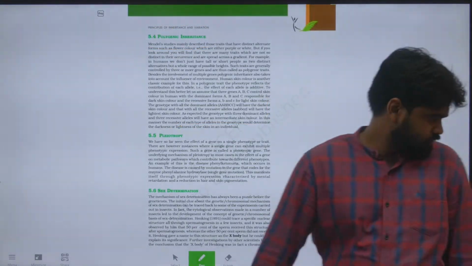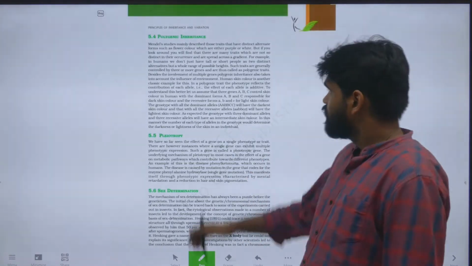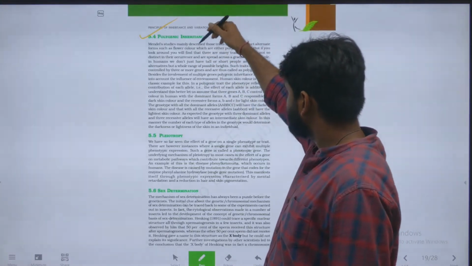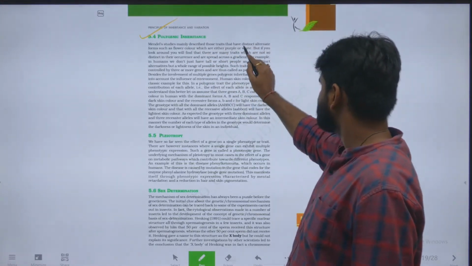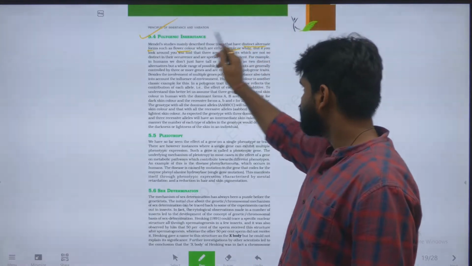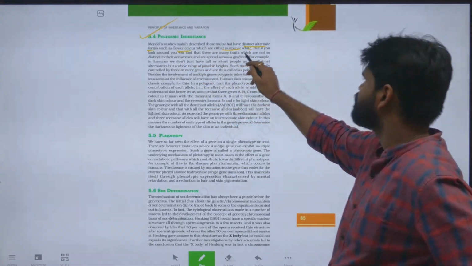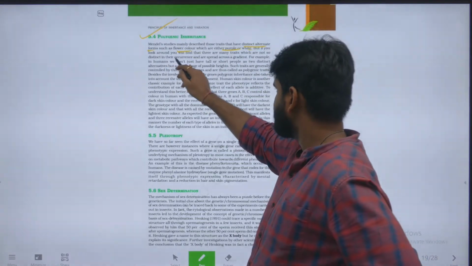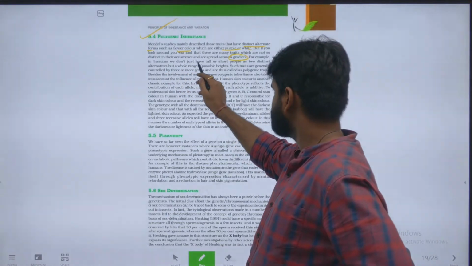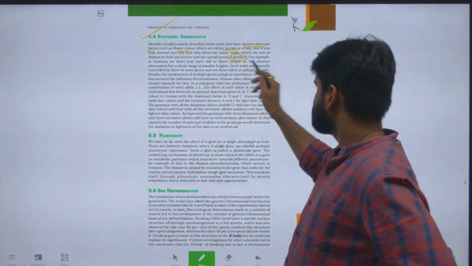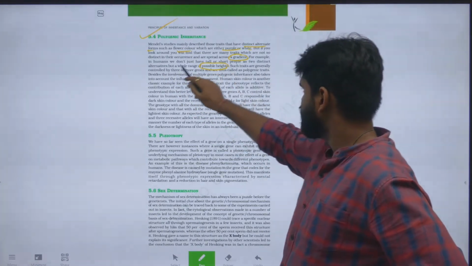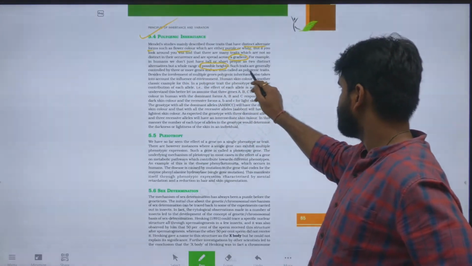Okay, so we'll study polygenic inheritance. What is polygenic inheritance? Mendel studied and mainly described those traits that have distinct alternate forms, such as the color of the flower, either purple or white. But if you look around, you will find that there are many traits which are not so distinct in their occurrence and are spread across a gradient. For example, in humans, we don't just have tall or short people as two distinct alternates, but a whole range of possible types. Such traits are generally controlled by 3 or more genes and are thus called polygenic inheritance.